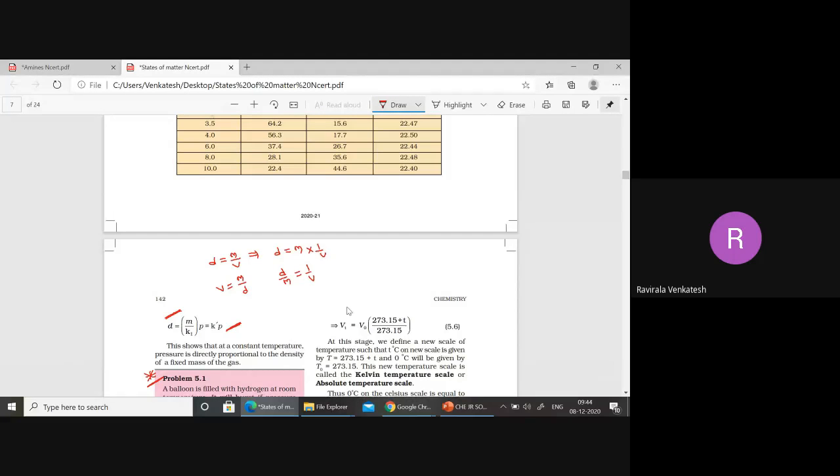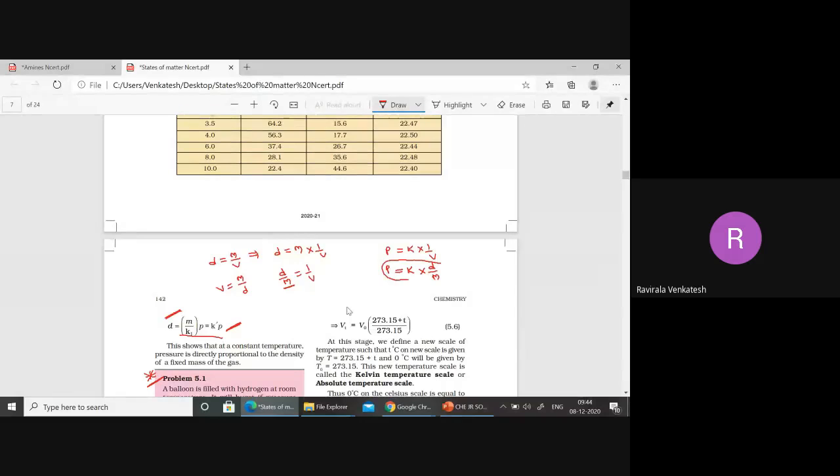Now what is the formula? P is equal to K into 1 by V. Correct or not? Now 1 by V is equal to what? D by M. Now put P is equal to K into D by M. Okay, now we got something here, the same thing you are getting here: P is equal to K into D by M.